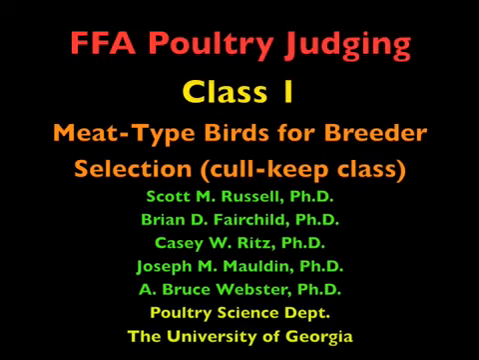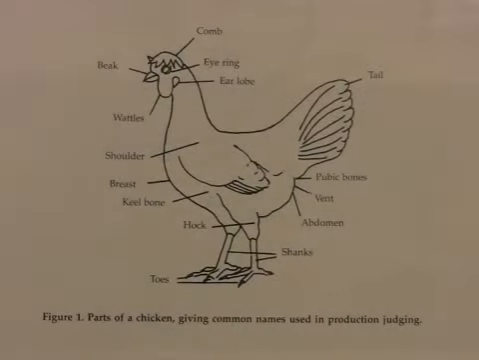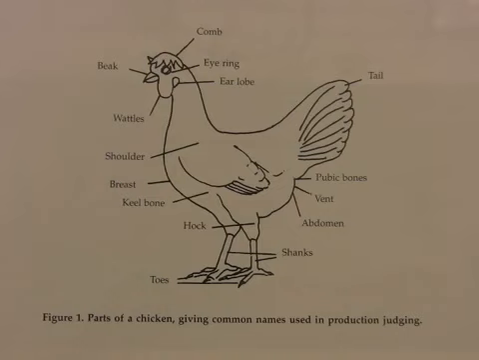This is FFA Poultry Judging, Class 1, Meat Type Birds for Breeder Selection, the Cull Keep class. First, students should review the FFA manual to become familiar with the chicken anatomy so that they will be familiar with the parts of the chicken that must be examined. This includes the comb, beak, wattles, breast, keel bone, hock, shanks, toes, abdomen, vent, tail, and wing feathers.